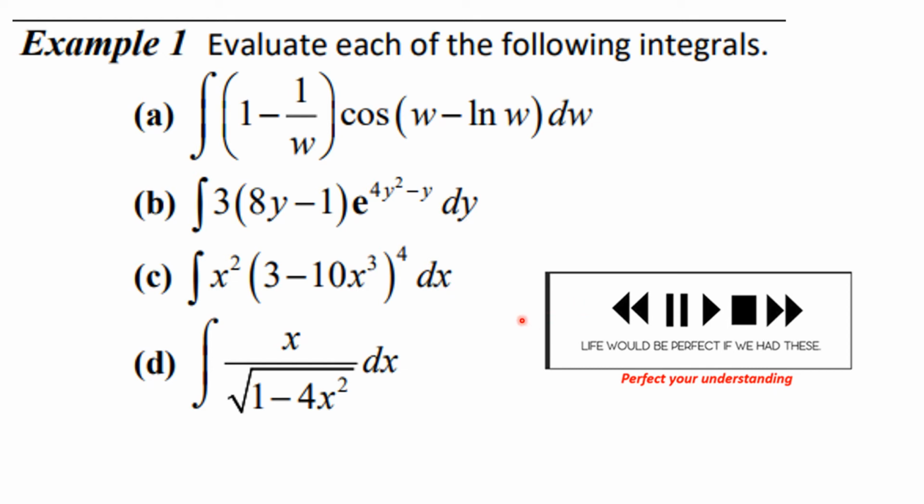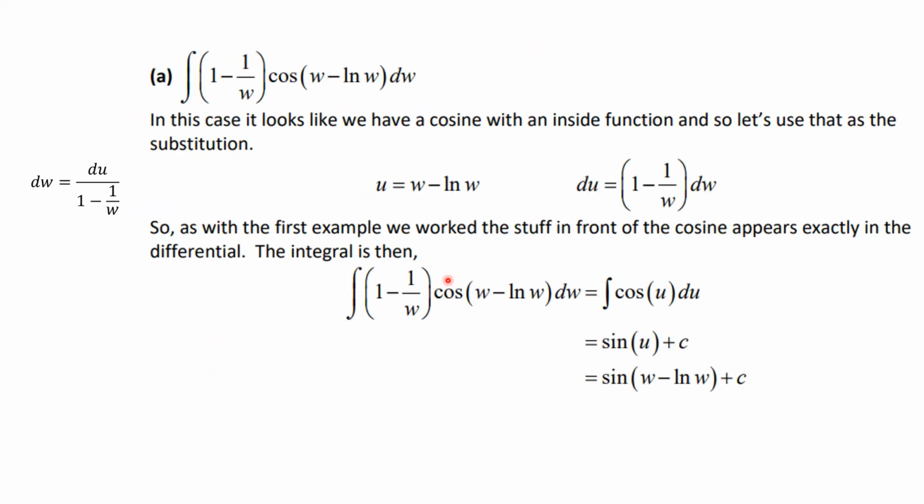Let's see how you did. In this one, this will work. u = w − ln(w). That means that du = (1 − 1/w) dw. That means that dw = du/(1 − 1/w). So you see, if we substitute that in for dw, this in the numerator will cancel with that in the denominator, and I'm just left with cosine of u. And the indefinite integral of cos(u) du is sin(u) + c, and then I reverse my substitution.